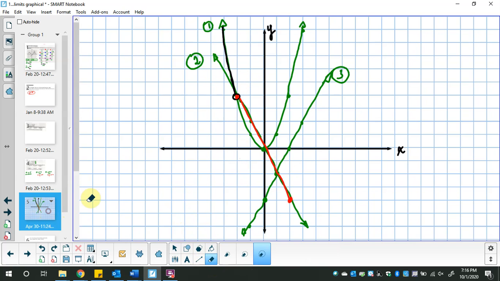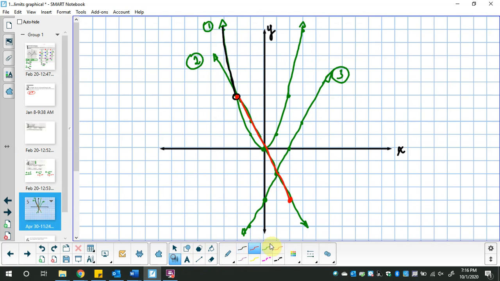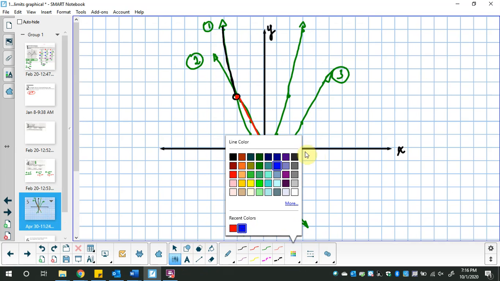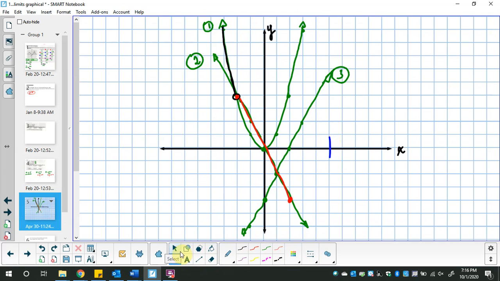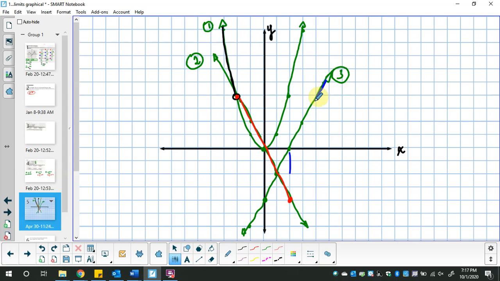And then finally, going to dig out blue. This one goes from not quite 2 to infinity. So I probably should have left that little hatch mark at x equals 2. But this third line, you're supposed to use not that, but all the rest of it.